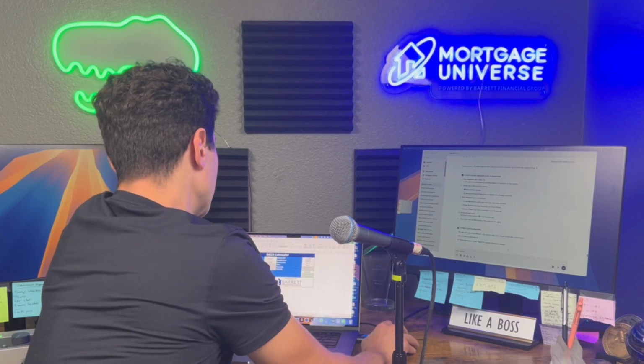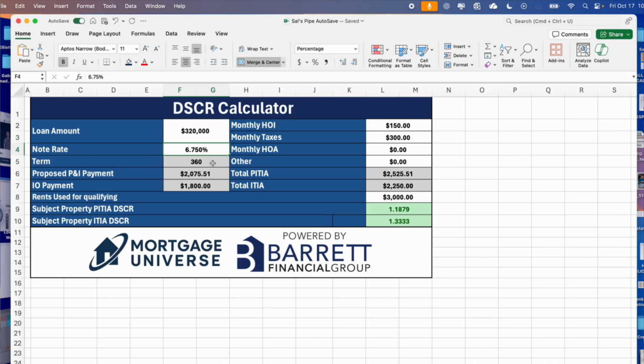We have her at an interest rate of 6.75, and by the way, this is a rate with no points. Her term is 30 years, so 360 months. So the principal and interest payment alone automatically calculates. It's right here at $2,075. Interest only payment is technically $1,800, but we're not going to look at that for this example or this video.